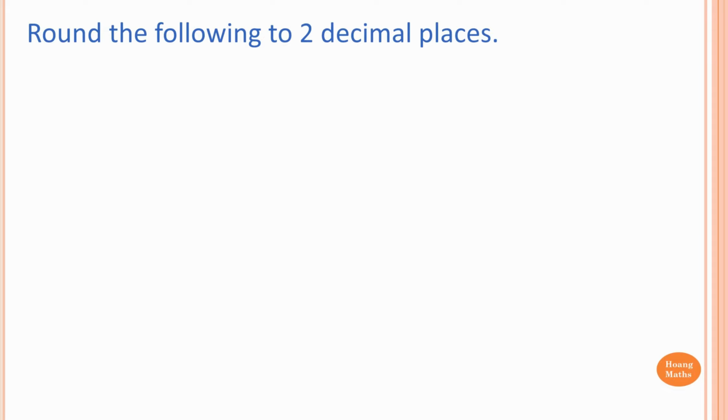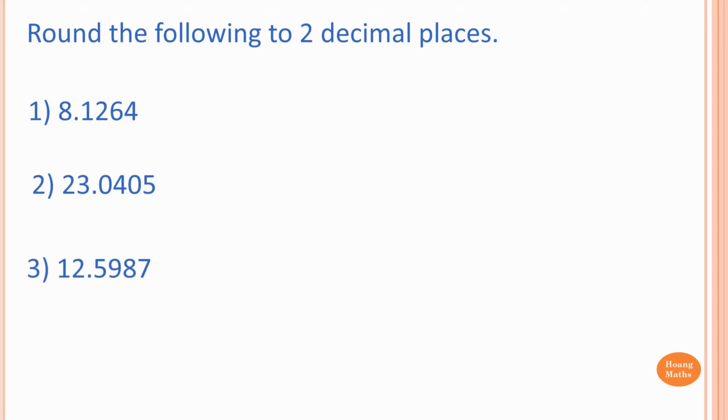Round the following to 2 decimal places. It's exactly the same process as correcting to 1 decimal place. Please stop the video and try this one yourself. See if you get these correct. First one, 8.1264. At the moment it has 4 decimal places. So we want to write up to 2, which is 8.12. We write up to here.